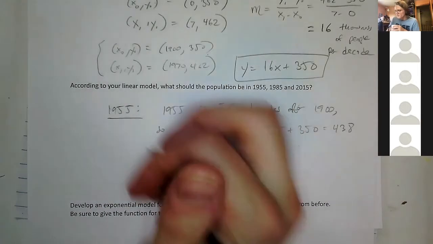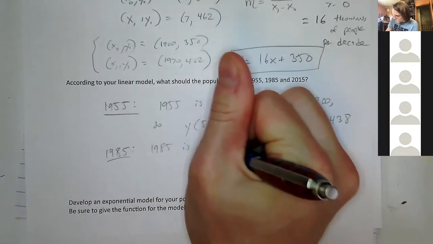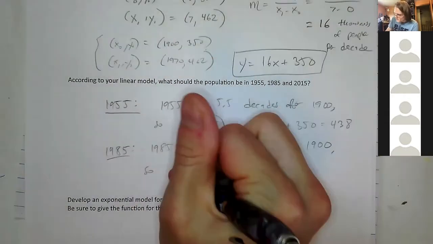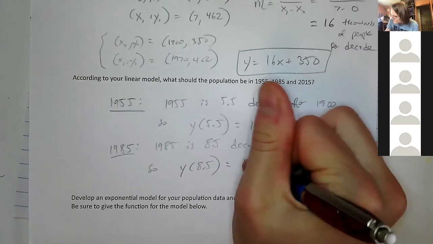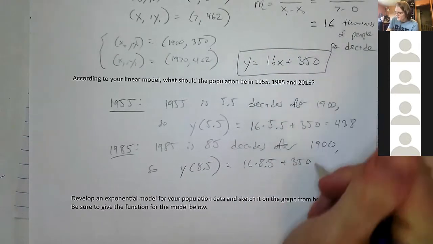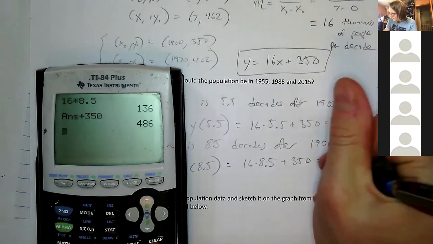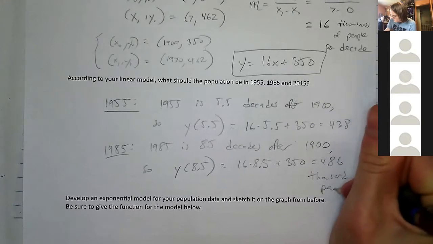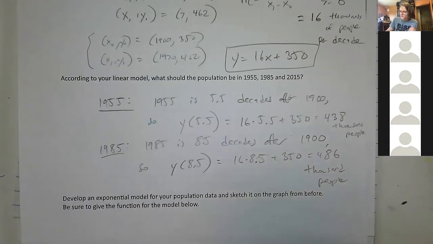And then maybe I'll just do 1985. So 1985 is 8.5 decades after 1900. So my population in that year would be y of 8.5. And you would plug 8.5 in to get the population in your model. So 16 times 8.5 plus 350. Right? And maybe I'll just do that one again. So 16 times 8.5 plus 350. So 486. Right? And so this is 486,000 people. And this is the same 1,000 people. Right? And then you do the last one.